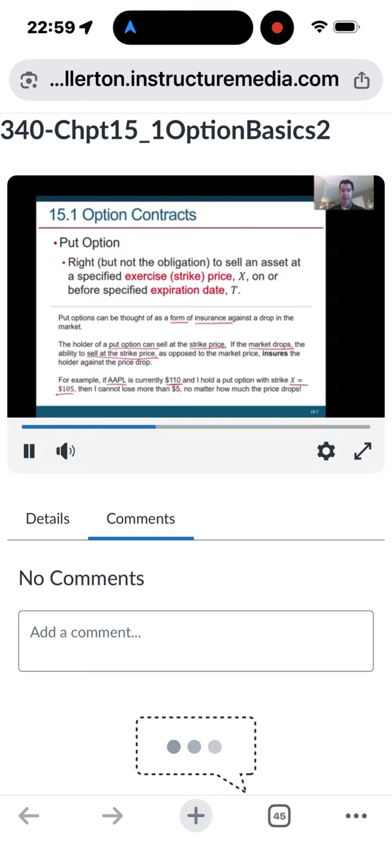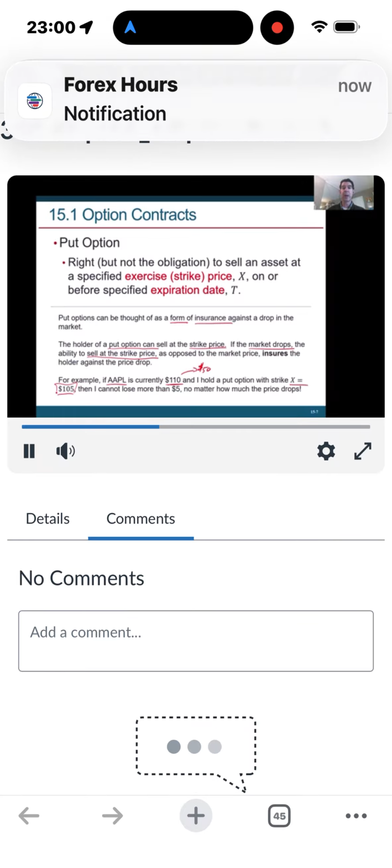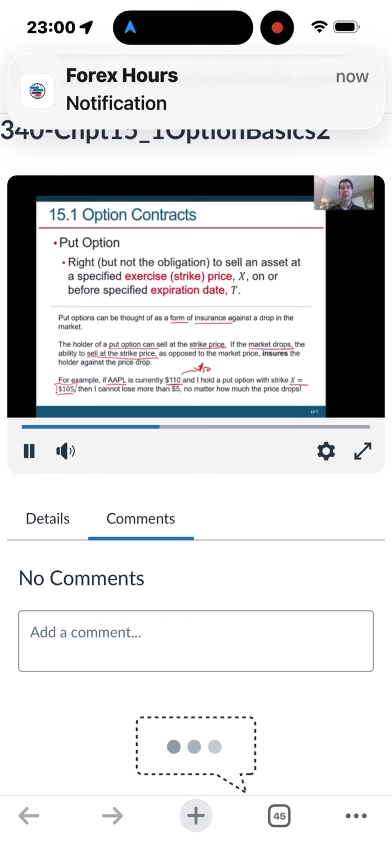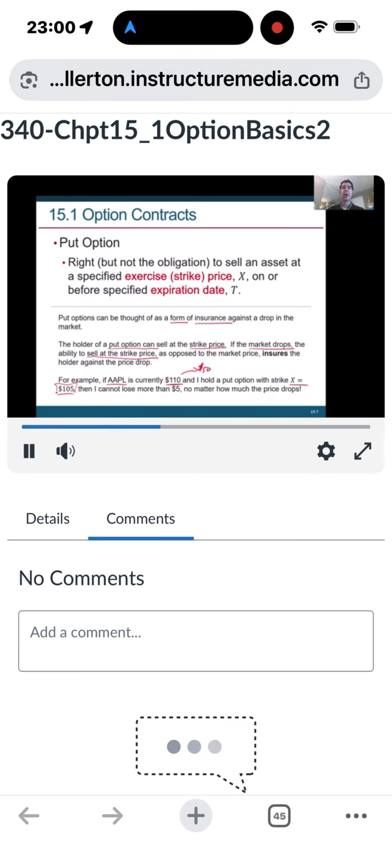How does that protect me? Well, let's say Apple is 110, and let's say it drops to $50 a share. Uh-oh, if I just held shares of Apple, and they dropped to $50, boy, I would have lost a lot of money. However, if I hold shares of Apple plus I have a put option, and my put option has strike 105, then what can I do? Well, I'm going to pull out my put option even though the price of Apple is $50. I'm going to say, hey, I still get to sell for 105, okay? So in that case, I cannot lose more than $5 on the price drop.